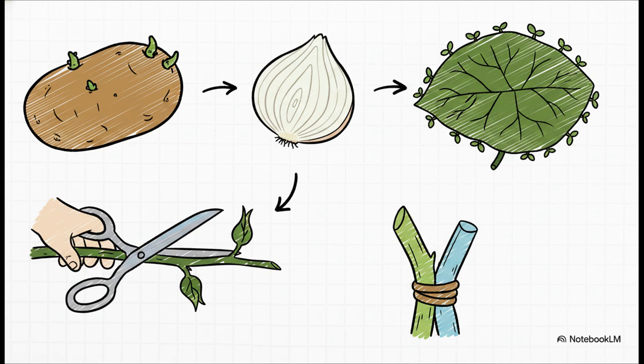Humans have actually hacked this system. We use artificial methods like stem cuttings for roses or grafting, where we physically combine the root system of one plant with the shoot of another to mix and match traits like flower color. We even use tissue culture to grow entire plants in a lab from a single cell.